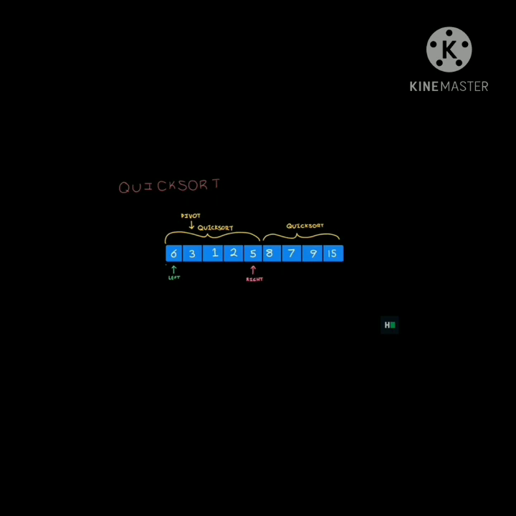So we move the left pointer over until we have one that should be on the other side, 3. And move the right pointer over until we find elements to be swapped. So 2 is smaller than 3, 6 is bigger than 3. So we want to swap those elements. Now move the left pointer over until it has something that should be swapped. And we're good actually. Okay, so now again we apply quicksort on each side.